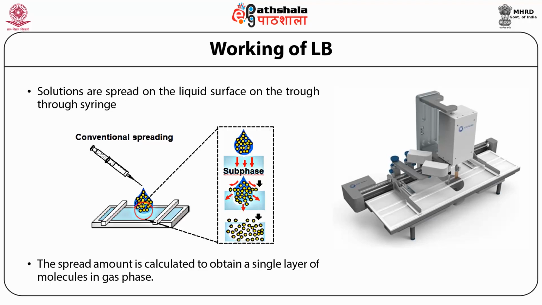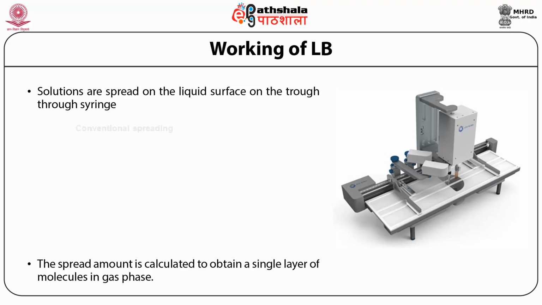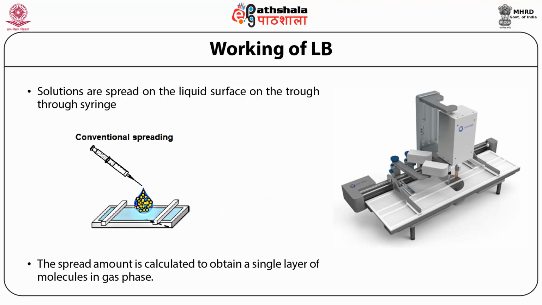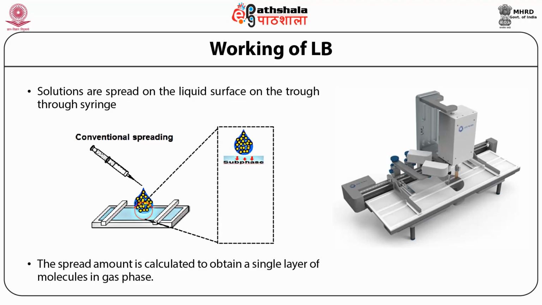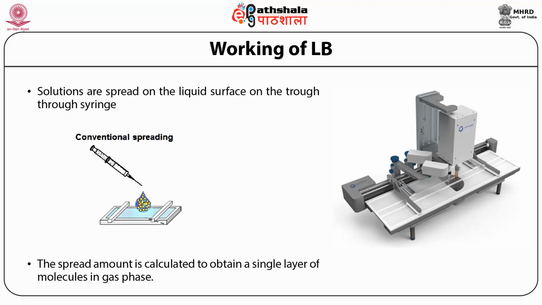You can see that there is also a pit inside. This pit is used for dipping the substrate, because if you want to transport this film onto a solid surface, you need to dip the surface, and for dipping you need to have some deep kind of well. So in the middle you can see the deep well is there.